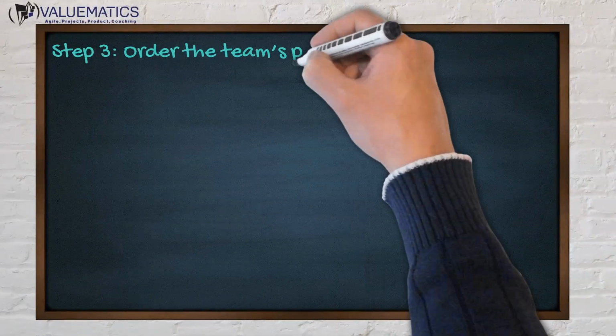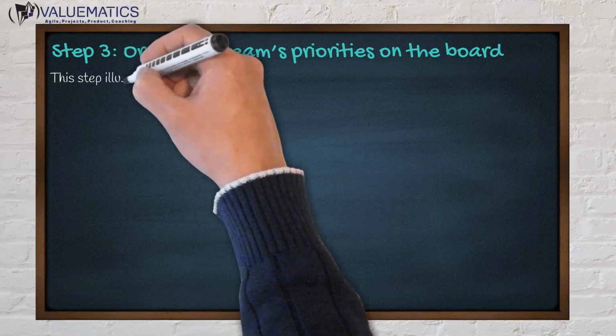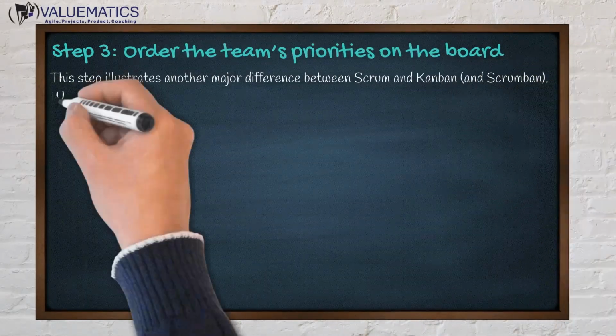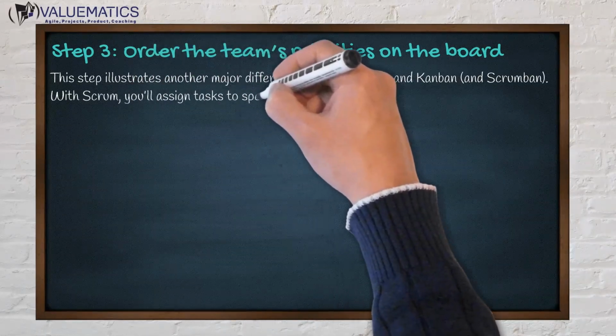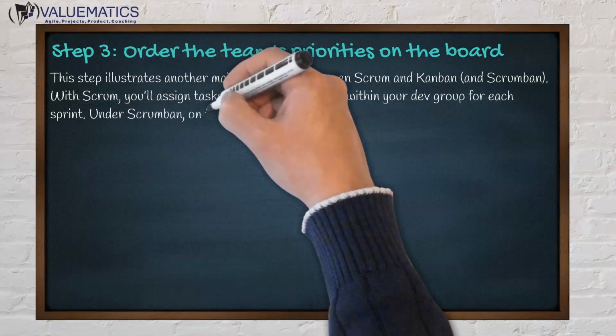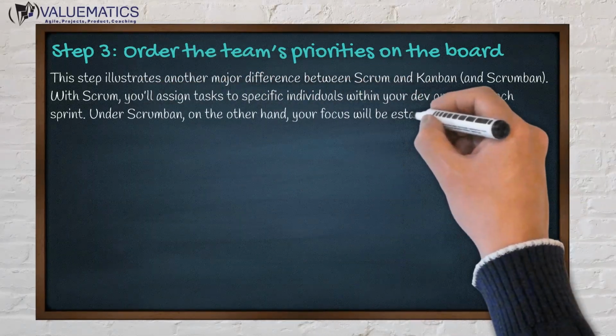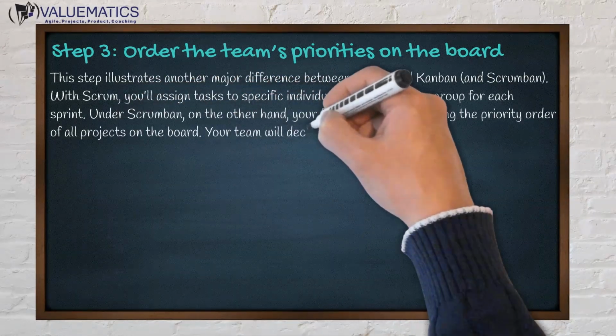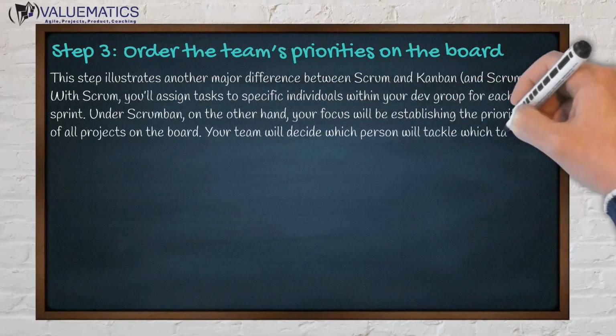Step 3. Order the team's priorities on the board. This step illustrates another major difference between Scrum and Kanban, and ScrumBan. With Scrum, you'll assign tasks to specific individuals within your dev group for each sprint. Under ScrumBan, on the other hand, your focus will be establishing the priority order of all projects on the board. Your team will decide which person will tackle which tasks.